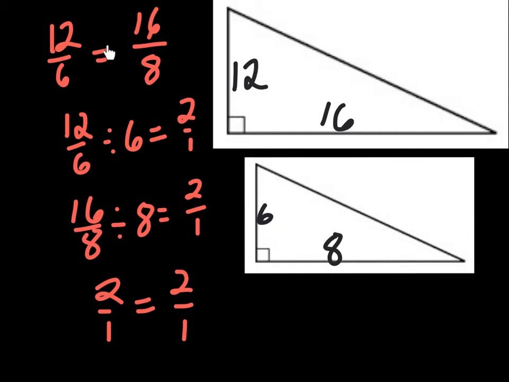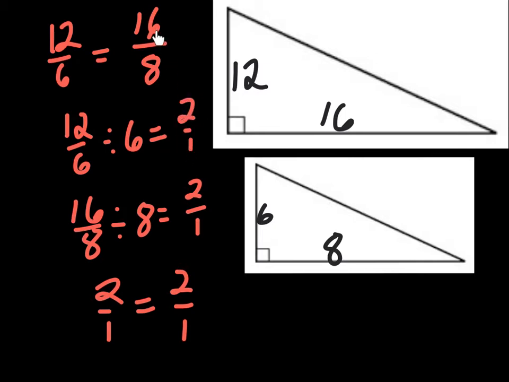From there, you need to reduce both of these to see if they are proportional. So I'm going to do 12 over 6 first and reduce that. I know that both of those, 12 and 6, can be divided by 6, so I did that. 12 divided by 6 gives me 2. 6 divided by 6 gives me 1, and that cannot be reduced any further, so I'm done.